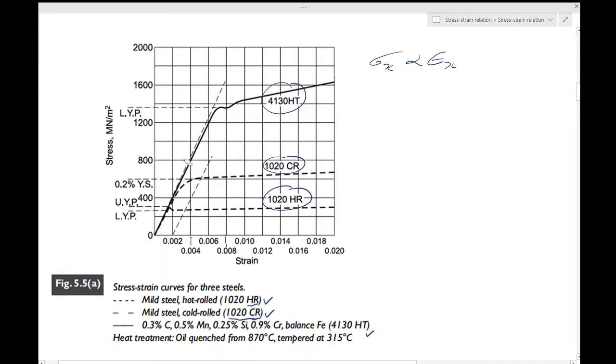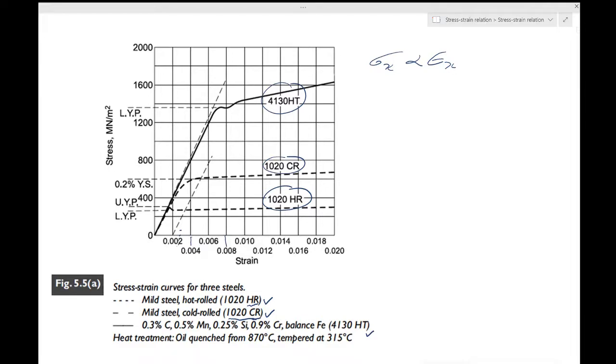Similarly, in the 1020 cold rolled, this is the region where it's almost proportional, I mean between this zero strain and say this strain, more or less. And similarly for this 1020 HR, this is the region where the stress is linearly related to strain, proportional to the strain, approximately, very nearly.